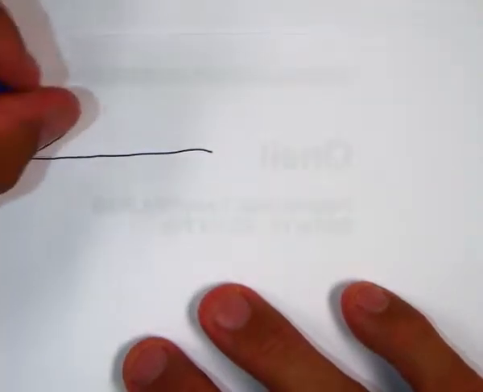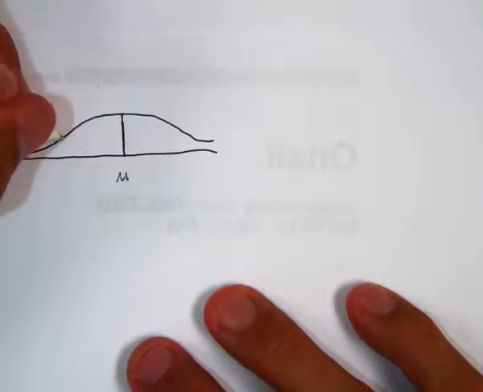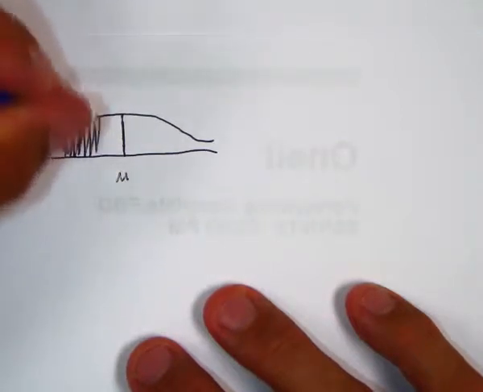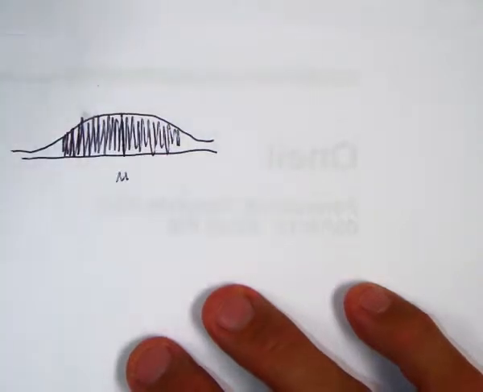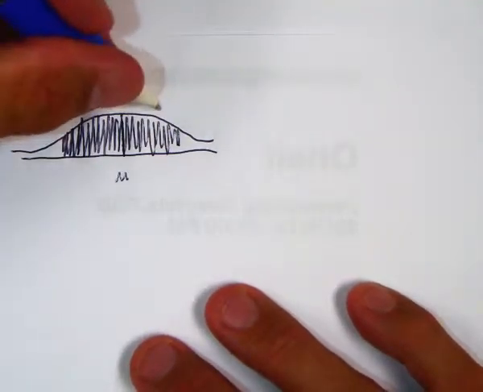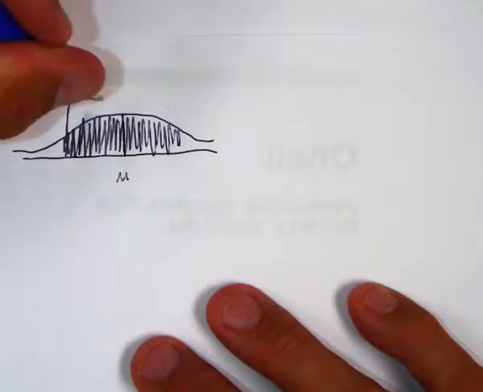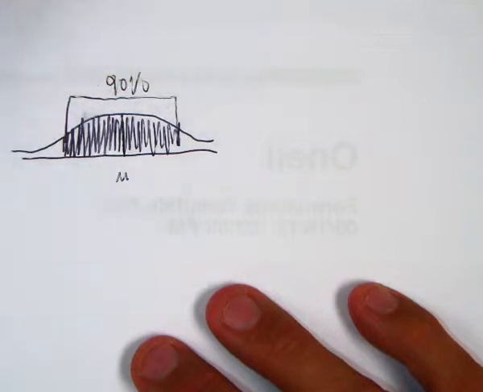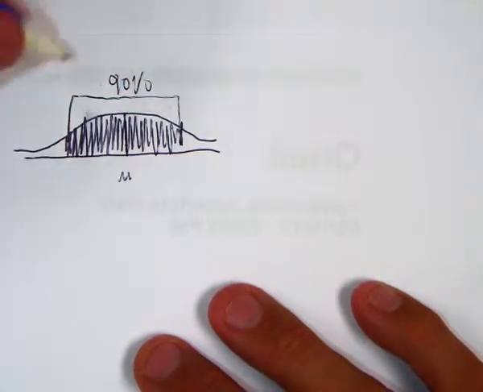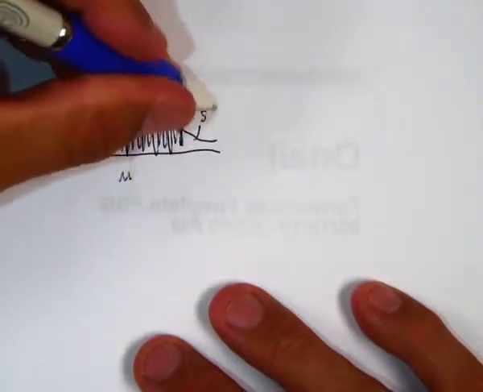90% confidence interval means that we're taking the mean and we're looking at the middle 90%. So what does that mean? Well, it means we're going 45% that way and 45% this way. Hence, this is the middle 90%. So that means that we have 10%. We have 5% here, and we have 5% here.